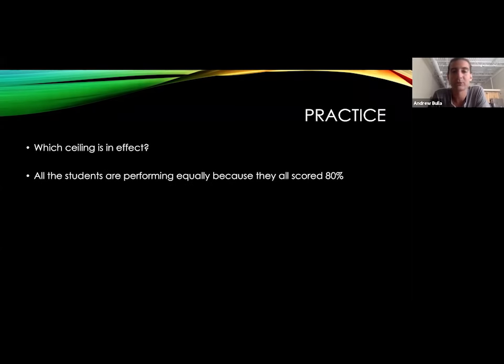All students are performing equally because they all scored 80%. What ceiling is in effect there? That's the measurement imposed ceiling too. Good. So 80% is not telling me how quickly they're doing it. I'm saying that everyone is equal.